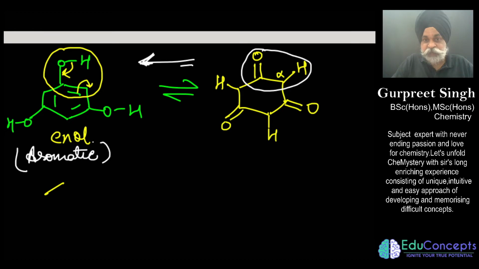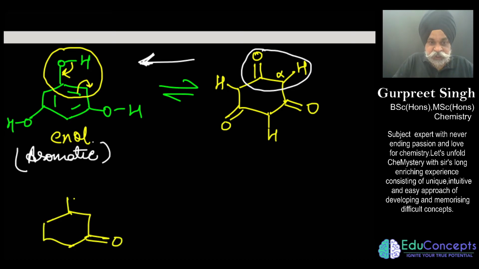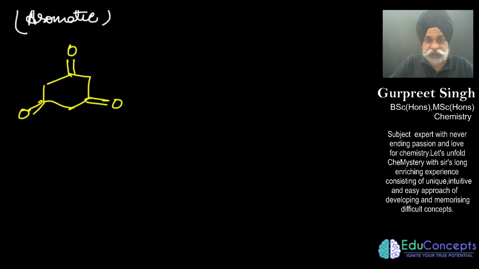So what would happen is, once this enol is formed, or let's say the percentage of the keto form is very less because it does not have aromatic character, but once the enol is formed, it can react with this compound. This can react with this moiety. Which moiety? Hydroxylamine.